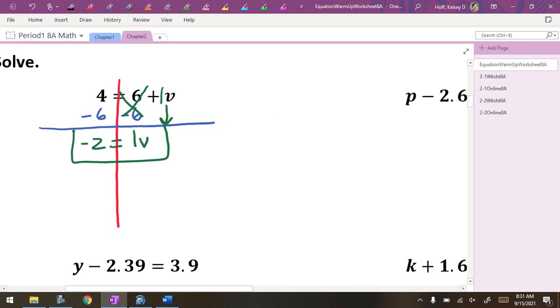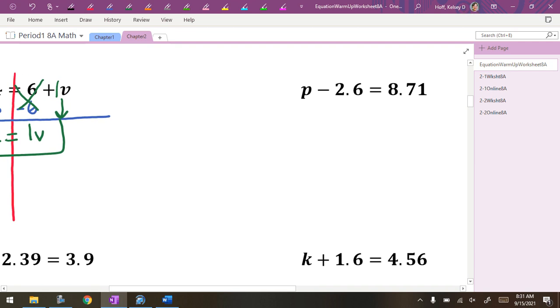Go to the right. p minus 2.6 equals 8.71. We have decimals. So is it okay if we get a decimal answer? Yes, it is. Draw a line down the equal sign. Don't shout. Raise your hand. Listen to what I'm going to ask you. If I cover up p, what do I have to get rid of here? Courtney?